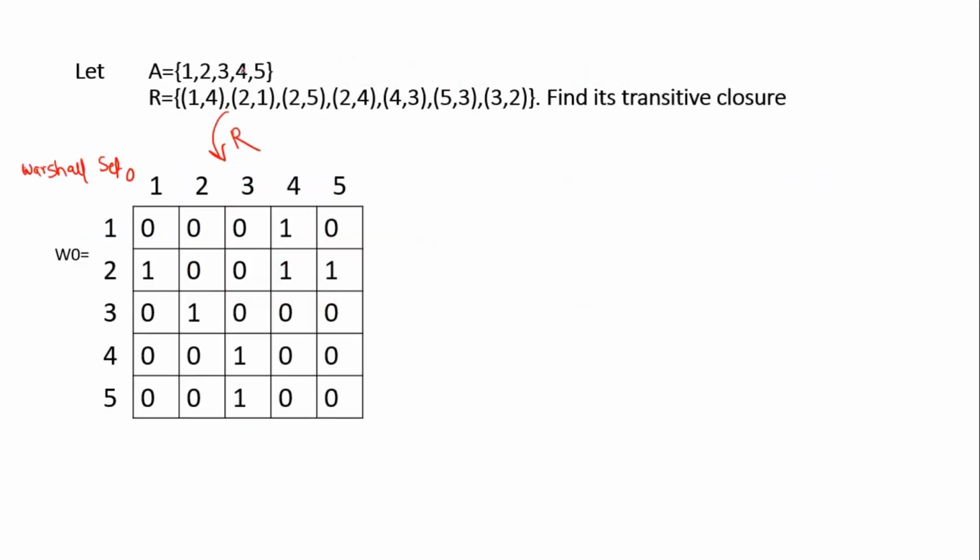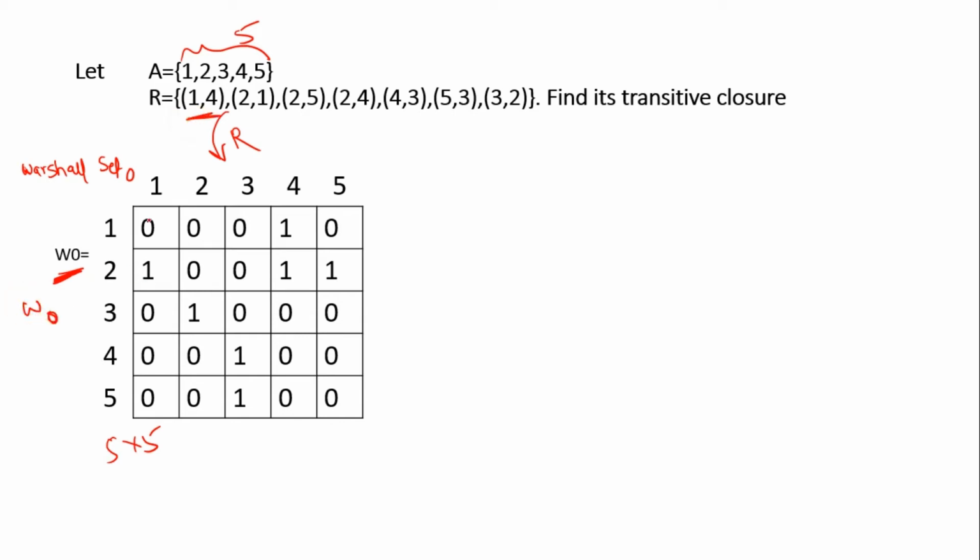Set A has elements 1, 2, 3, 4, 5. Relation R has elements (1, 4), (2, 1), (2, 5), (2, 4), (4, 3), (5, 3) and (3, 2). Now, the first thing is that we have to represent this relation in matrix format. Your rows will be all the elements present in your set and columns will be all the elements present in your set. There are a total of 5 elements in my set, so this will be a 5 by 5 matrix, and the initial representation of the given relation is a matrix which is called Warshall set 0.